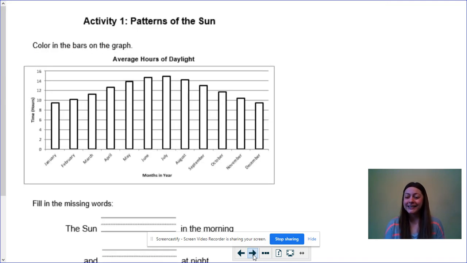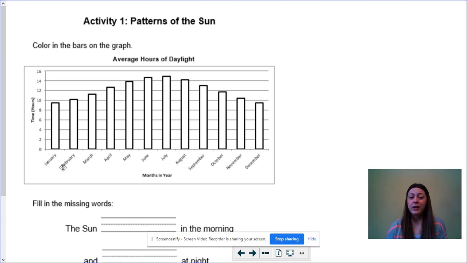In your activity today, you are working on activity 1, Patterns of the Sun. You can click on the link and look at pages 4 and 5. If you don't have a printer, that's okay. You can just look on your computer screen. You're going to color in the bars on the graph. You're going to notice the title of the graph says Average Hours of Daylight.